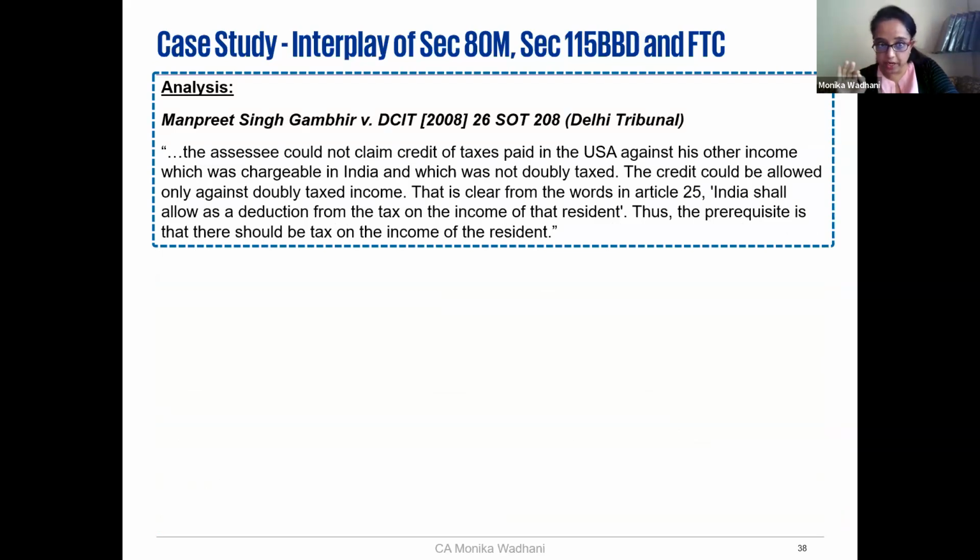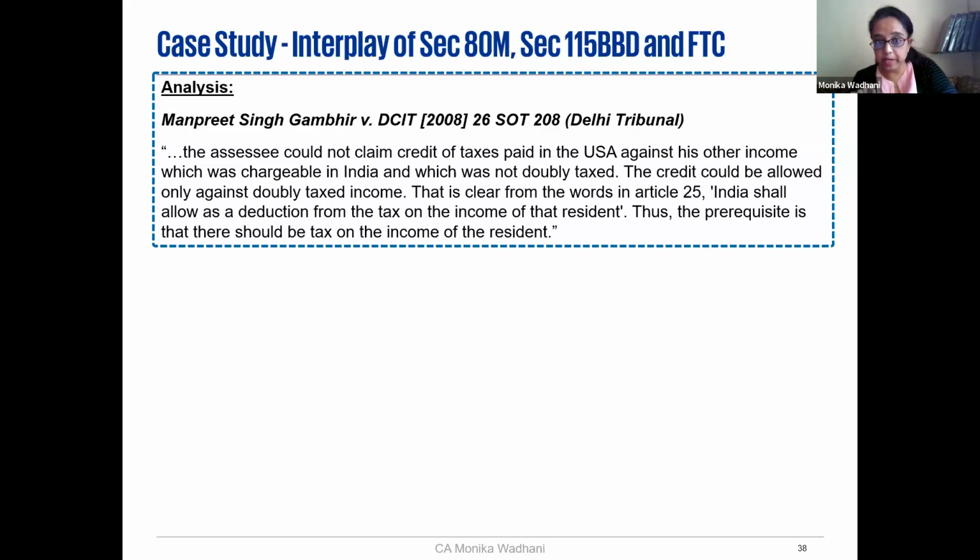The credit could be allowed only against doubly taxed income. That is clear from the wordings of Article 25: India shall allow as a deduction from the tax on the income of that resident. Thus, the prerequisite is that there should be tax on income of the resident.